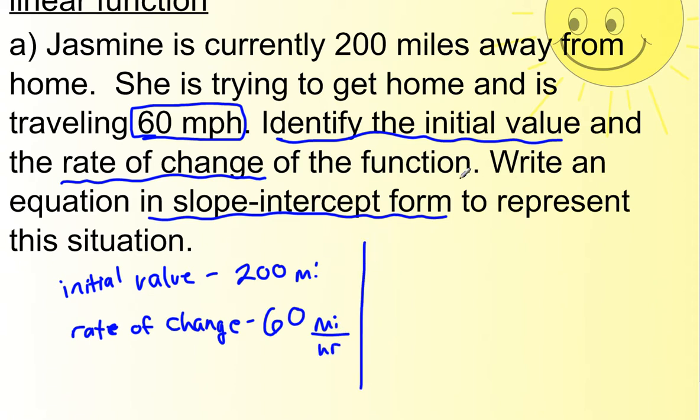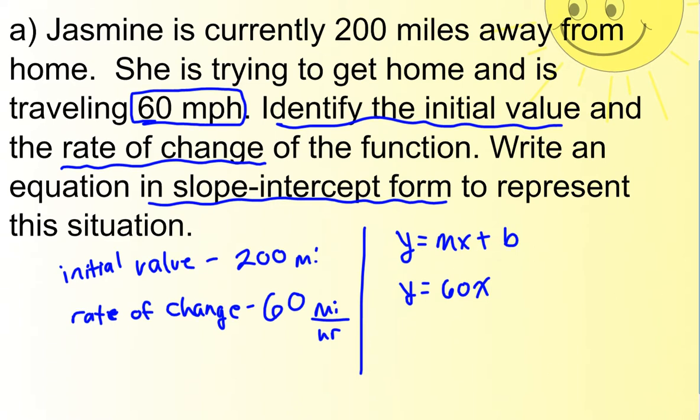Okay, the second thing it would like us to do is to write an equation in slope-intercept form to represent the situation. Okay, now this can be pretty easy. We're going to take this initial value and this rate of change. So slope-intercept form, y equals mx plus b. m, your slope, is rate of change. Rate of change is a slope. So put it in there. b is your initial value. That's your y-intercept. That's where the graph starts.